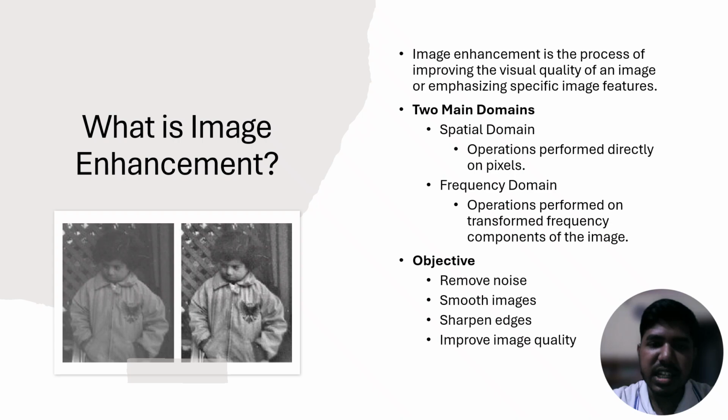First, let's understand what image enhancement is. Image enhancement means improving the appearance of an image. There are two ways to enhance images. The first is the spatial domain, where we work directly with the image pixels. The second is the frequency domain, where we work with the frequency information of the image. The final goal is to improve image quality and make important features easier to see.